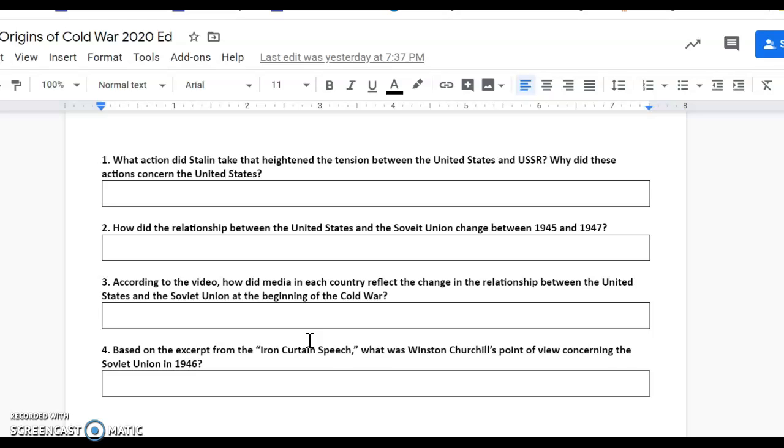Now, a couple of things that help you with these questions. In one, it says, what action did Stalin take to heighten the tensions? So tensions are already there. What increased those tensions between the United States and the USSR, which is also known as the Soviet Union? Question 2, how did the relationship between the United States and the Soviet Union change between 1945 and 1947? So I have to say what it was, and then what is different by '47.